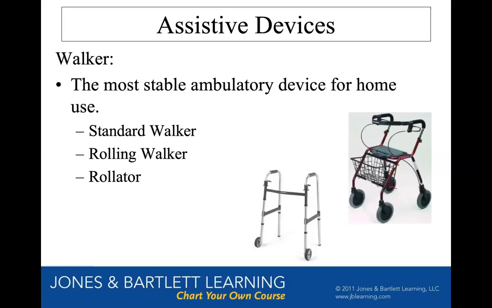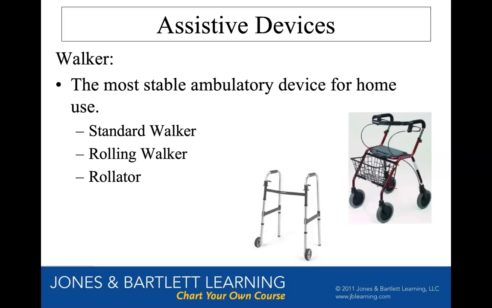Or you might see a walker sometimes that has tennis balls on the legs, and that just makes it slide easier. Then you have the rolling walker, which has 2 wheels. All these can be folded up, so you can transfer them easy. They're very lightweight. And then you've got the granddaddy walker, called a rollator. That's the one over here with the big 4 wheels, the basket, and the seat on it.